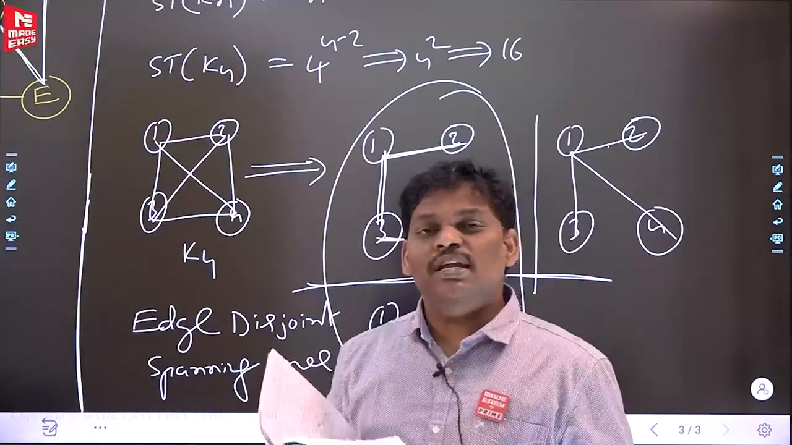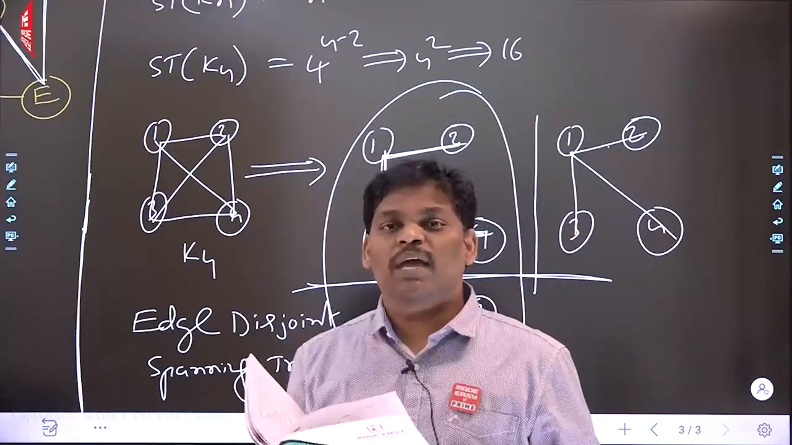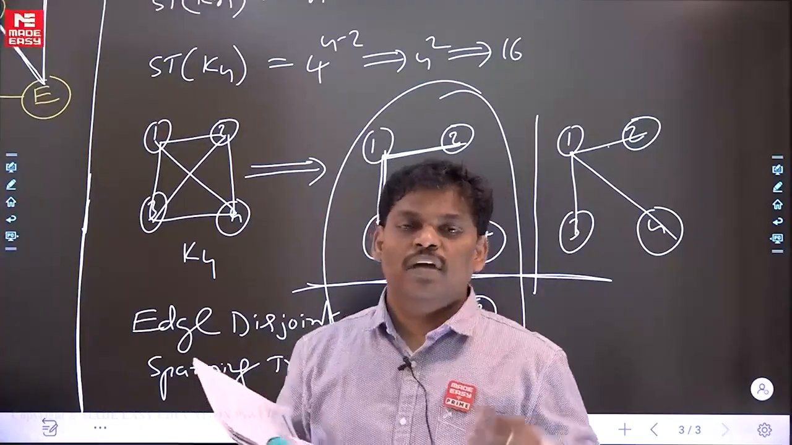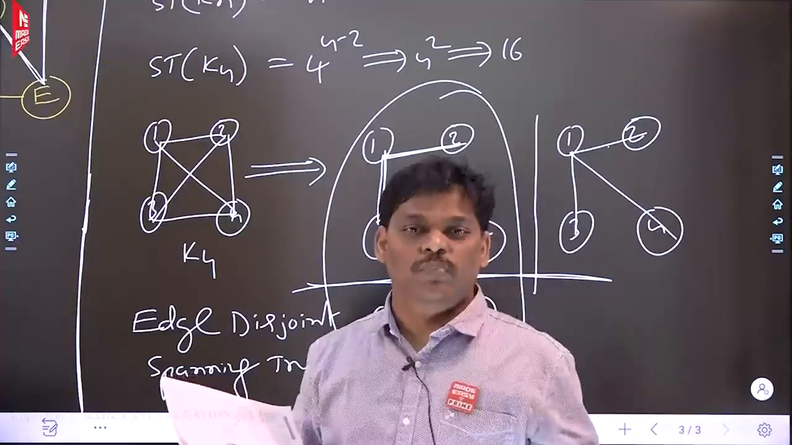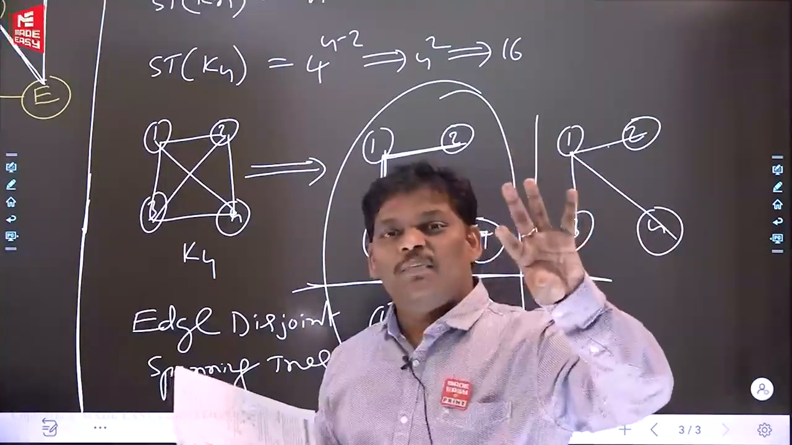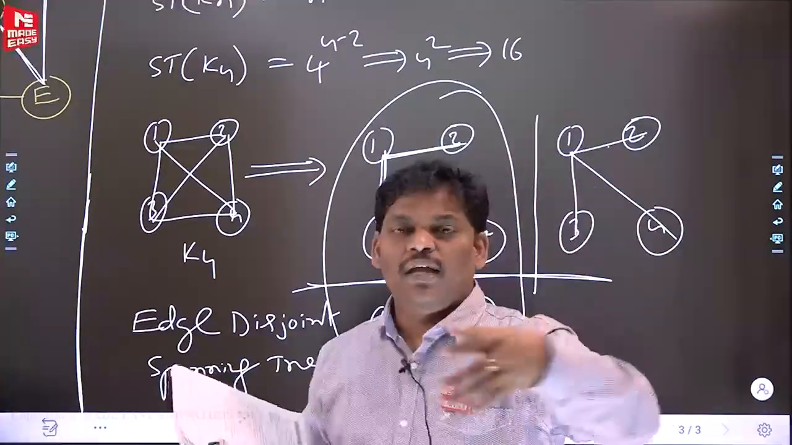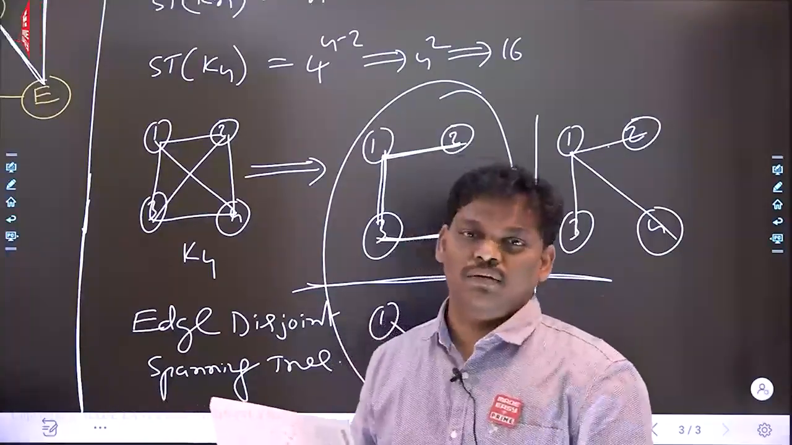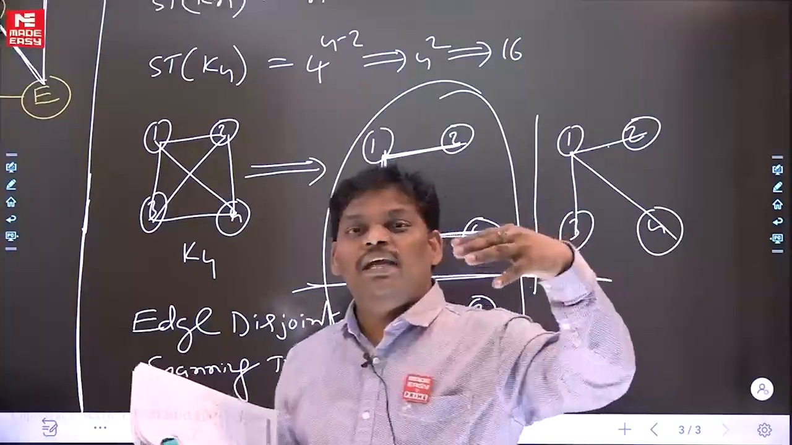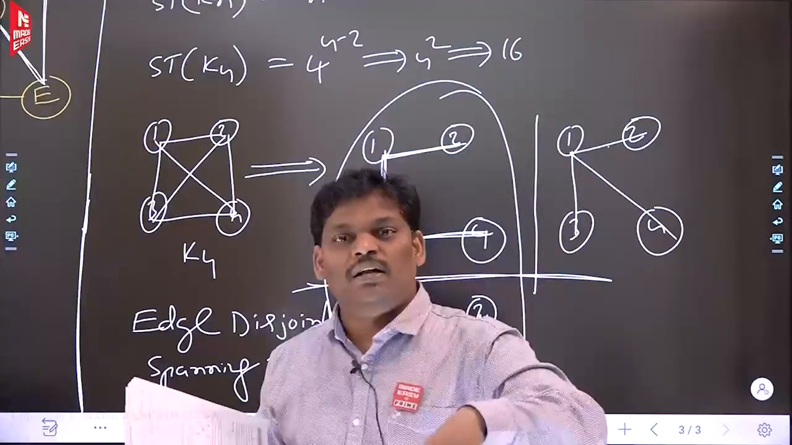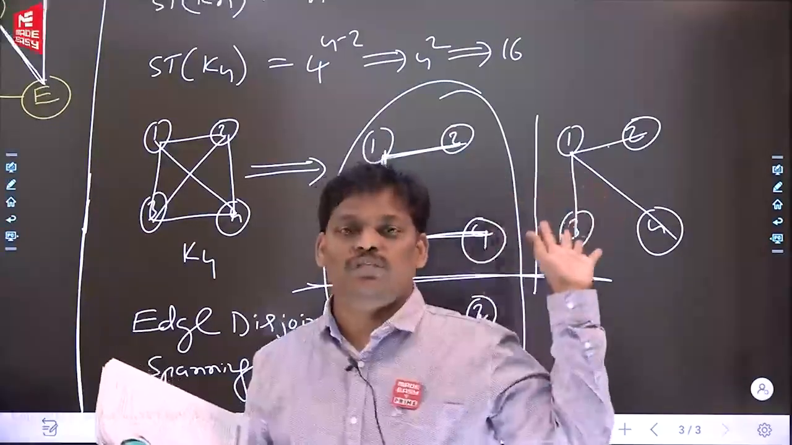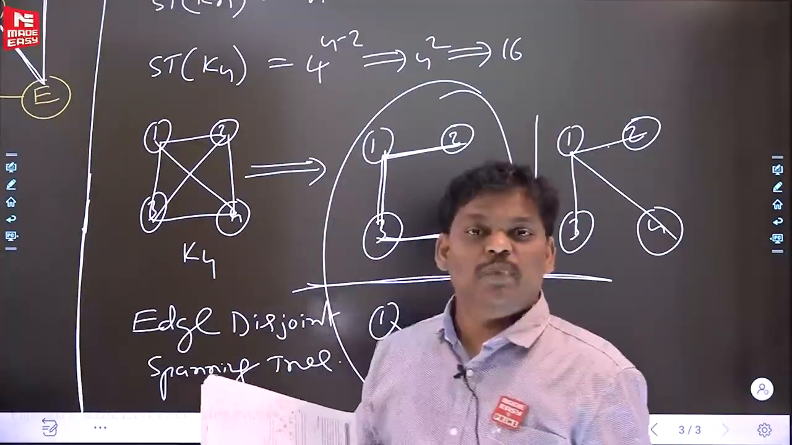Some people are asking, sir, is there any chance of vertex disjoint spanning trees? Not possible, because when you say spanning tree, all vertices should be there. In one spanning tree I kept all vertices; in the next spanning tree I cannot leave out any vertex. It is not possible at all. In one spanning tree I kept a few edges. In the next spanning tree, other than those edges, I have to use others. That is called edge disjoint spanning trees.